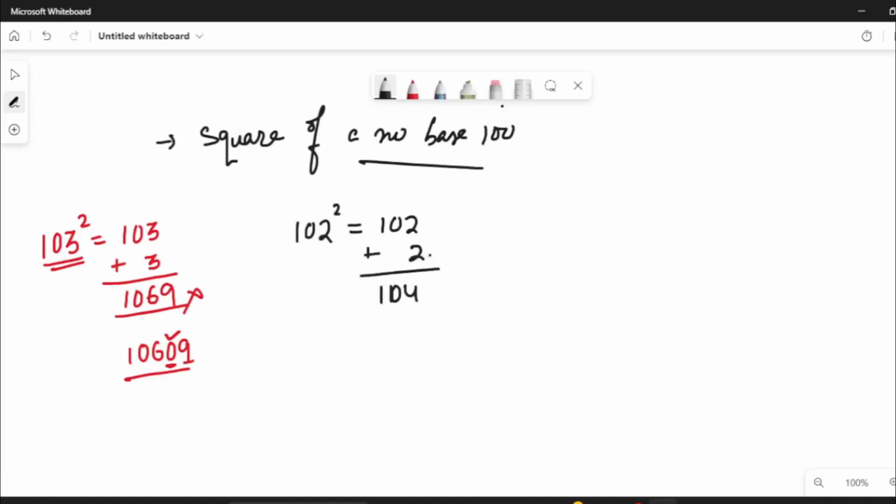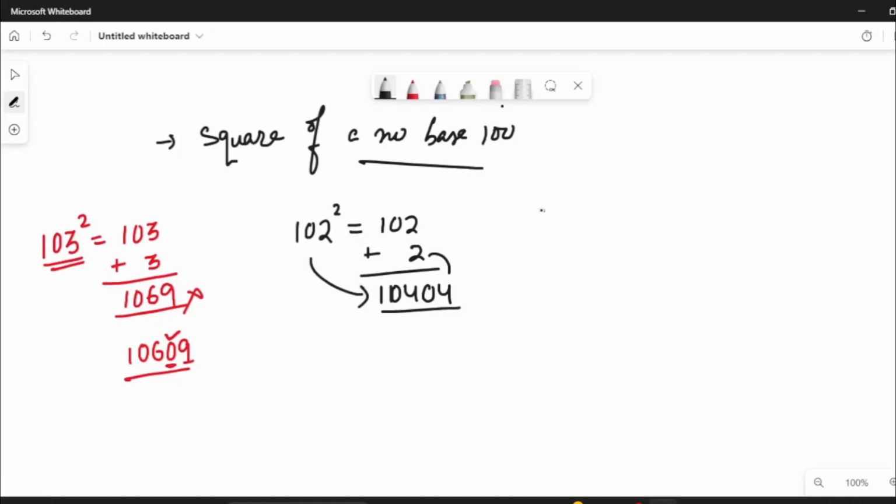104, and the square of 2 is 4. So instead of writing only 4 here, we are writing 04. So the answer of 102 square is 10404. Is it clear? Okay. But sometimes you will get a number which is a three-digit number.